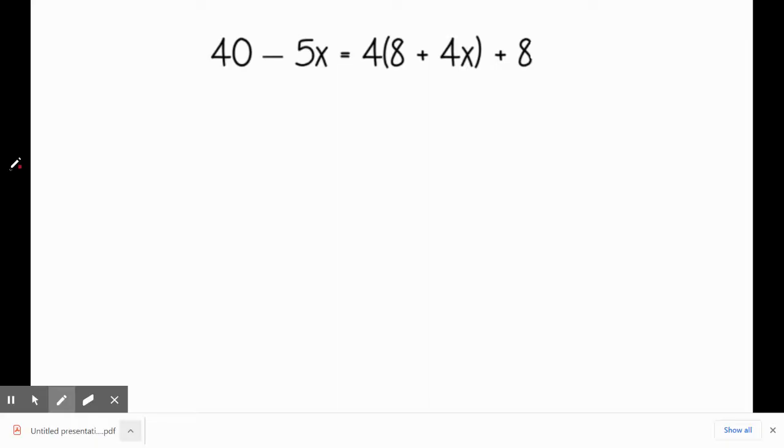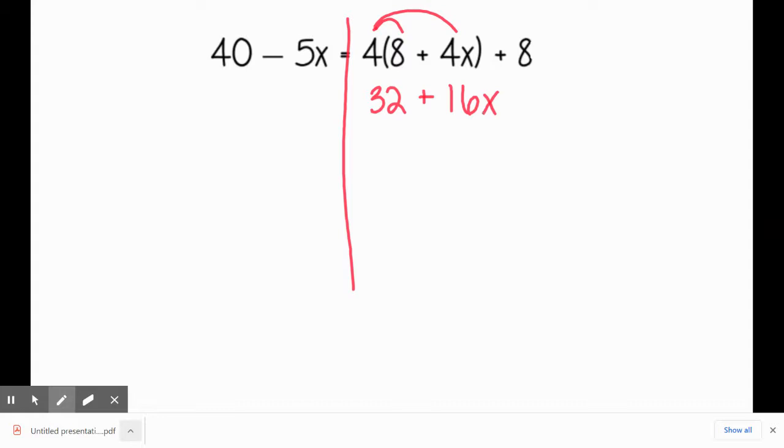So I'm going to multiply 4 times 8 and 4 times 4x. Remember, you only distribute to the things inside the parentheses, so I'm not going to distribute to that plus 8 out there. So 4 times 8 is 32, plus 4 times 4x, 4 times 4 is 16, so that is 16x.